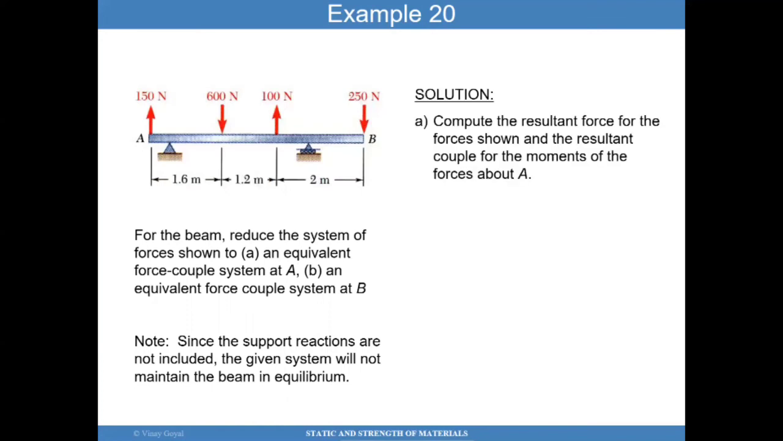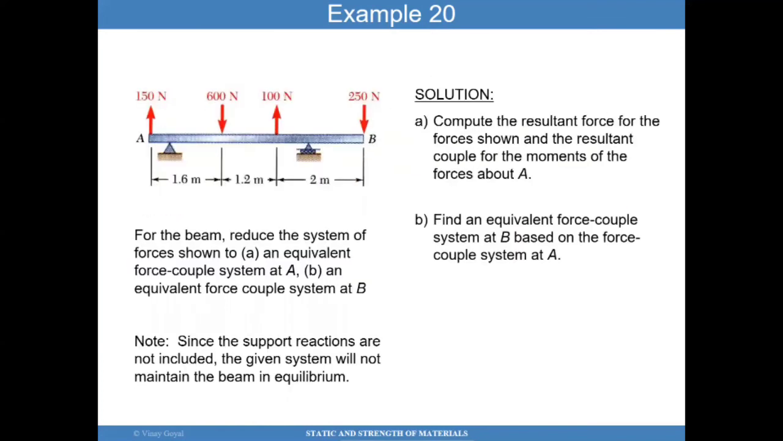Here's yet another example, example 20. In this example, you do have a support, but let's ignore it for now. And the question is to compute the resultant for the forces shown and the resultant couple for the moments of the forces about A. And so that's a simple ask. Part B is asking us to find an equivalent force couple system at point B based on the force couple system at point A. Let's tackle part A first.